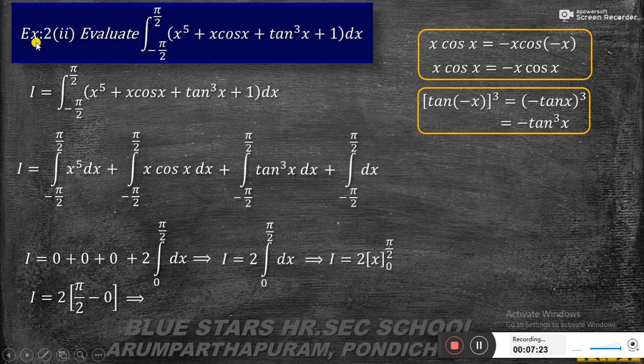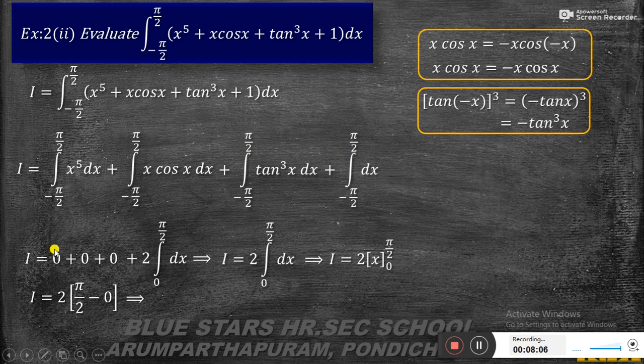So now we discuss the exercise 2, second subdivision. Evaluate the integral minus pi by 2 to plus pi by 2 of x power 5 plus x cos x plus tan cube x plus 1 into dx. So now here I write the given integral I equal to integral minus pi by 2 to plus pi by 2 of x power 5 plus x cos x plus tan cube x plus 1 into dx. So now I split up the integral into every term. So I write integral minus pi by 2 to plus pi by 2 x power 5 dx plus integral minus pi by 2 to plus pi by 2 x cos x dx plus integral minus pi by 2 to plus pi by 2 tan cube x dx plus integral minus pi by 2 to plus pi by 2 dx.